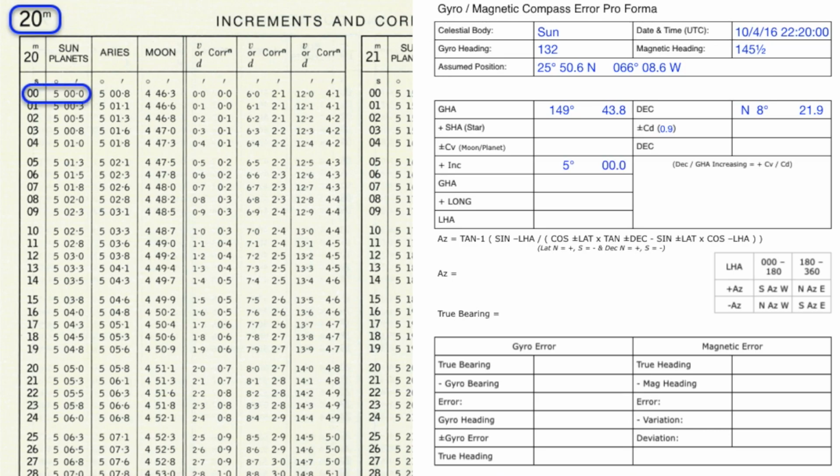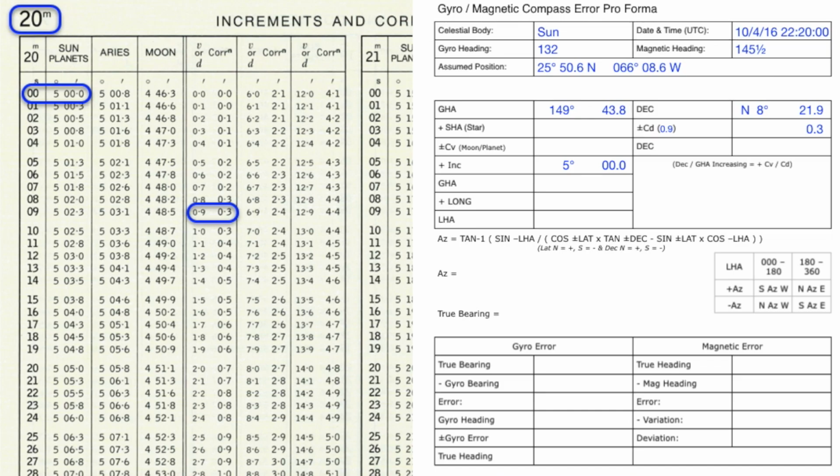We enter this into the increment, labelled INC, box on our pro forma. We also look at the column labelled D correction, find 0.9, and we can enter its value of 0.3 in the CD box on the right of the pro forma.